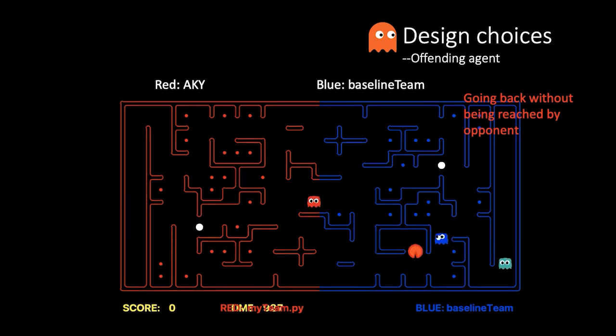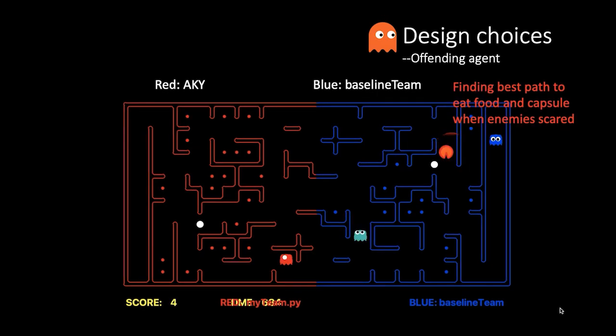If our agent is being chased by an opponent while in enemy territory, it will immediately try to find the best path to escape. A Q table is built for this purpose. In case the enemy is scared, our agent will not run away if it is nearby. Instead, it will try to find the best path to eat all the food and capsules it can in that period of time.